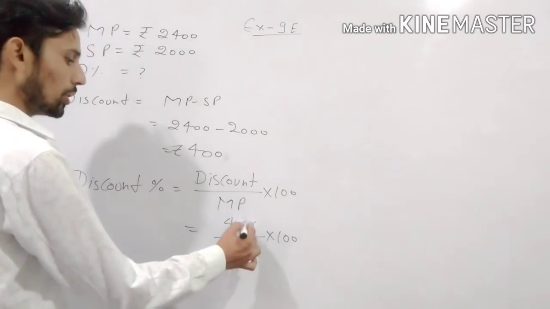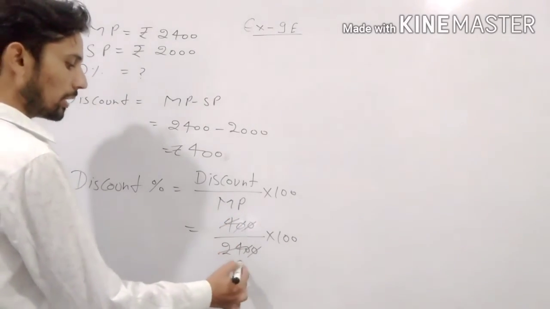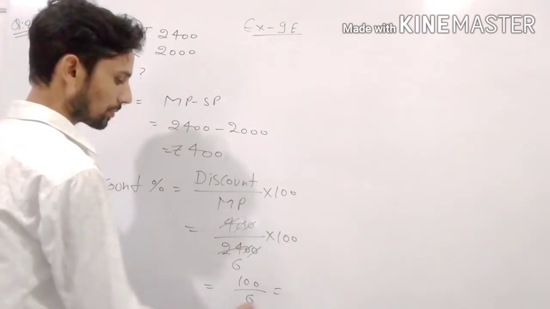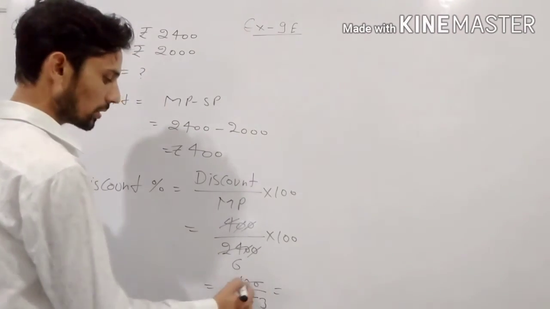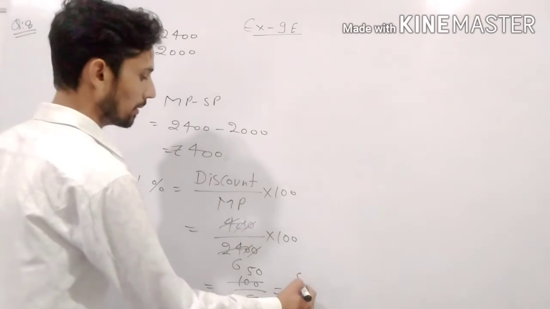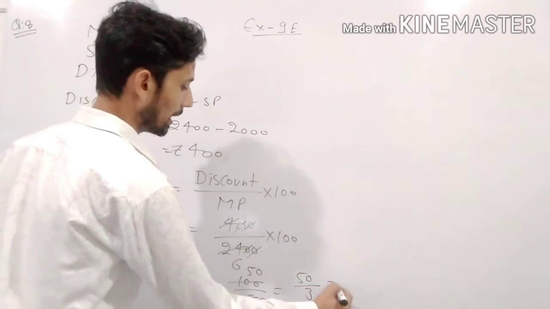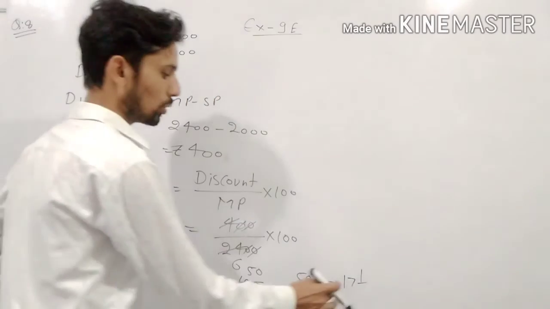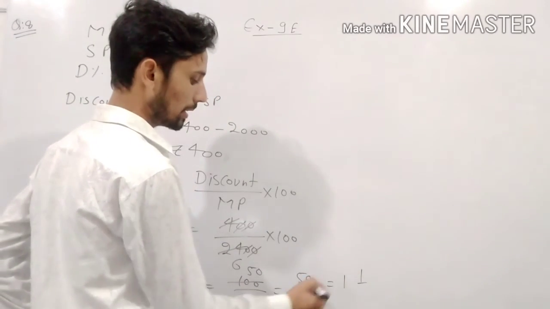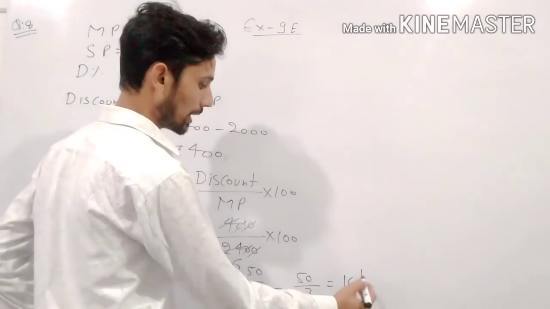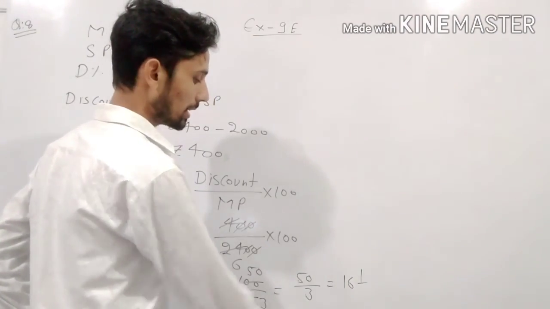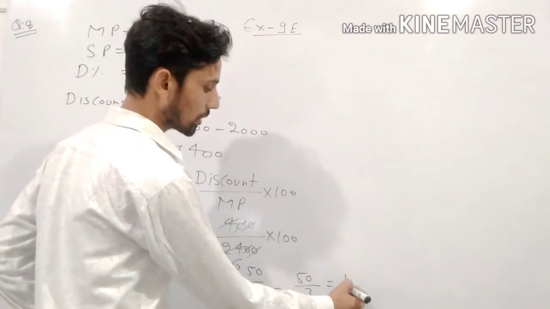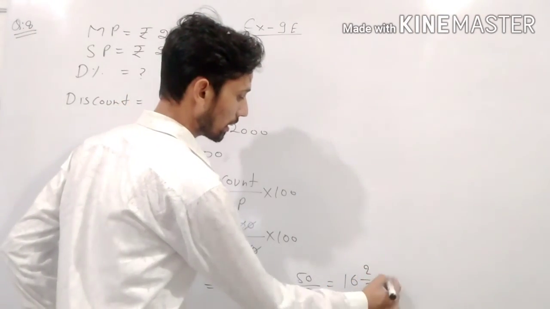Two zeros cancel with 20. 4 6s are 24. So 100 upon 6. 2 3s are 6. 2 5s are 10. 50 upon 3, that is equal to 17. 1 2s are 2, 1 are 3, 1 are 3 and 3 6s are 18. 50 upon 3, that is equal to 16 2 upon 3%.